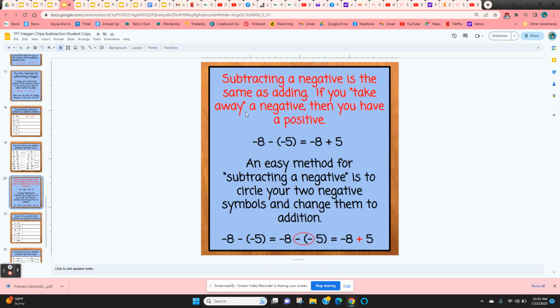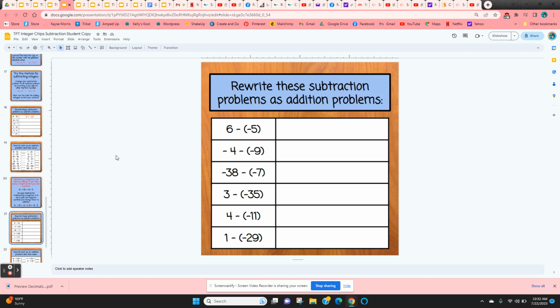Now, subtracting a negative is the same as adding. If you take away a negative, then you have a positive. So an easy method for subtracting a negative is just to circle the two negative symbols that are next to each other. There's no number in between. So if we circle those and we change that to a plus sign, we now have -8 plus 5, and then they can solve.